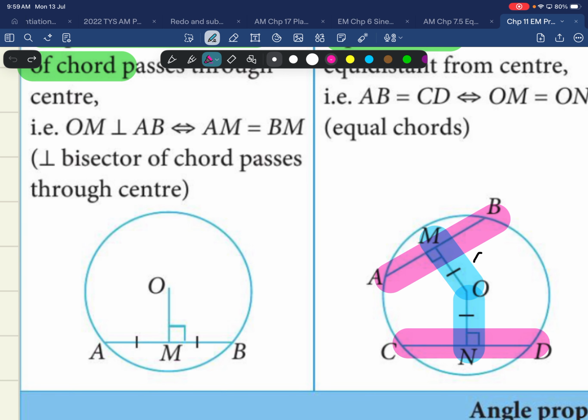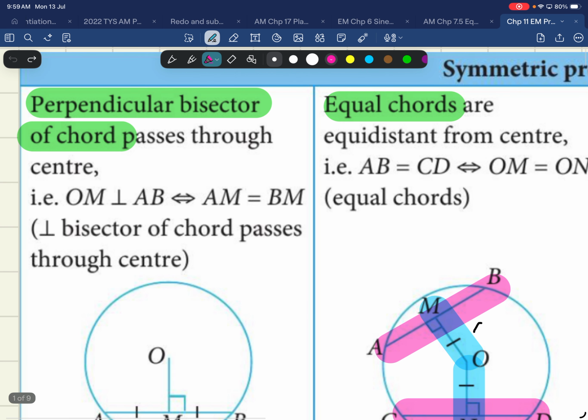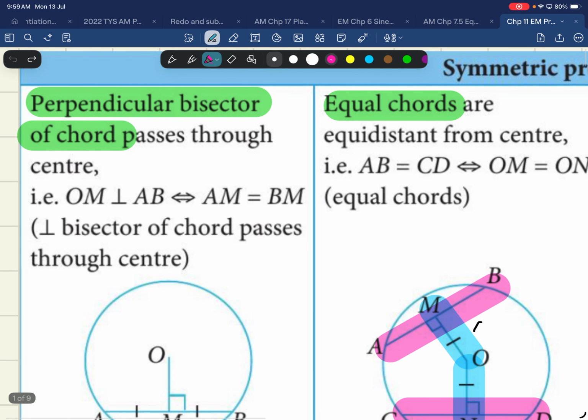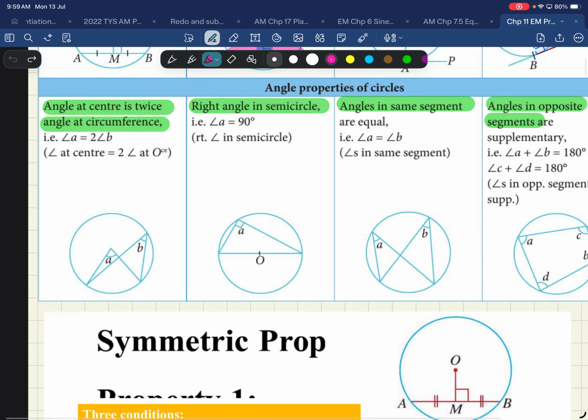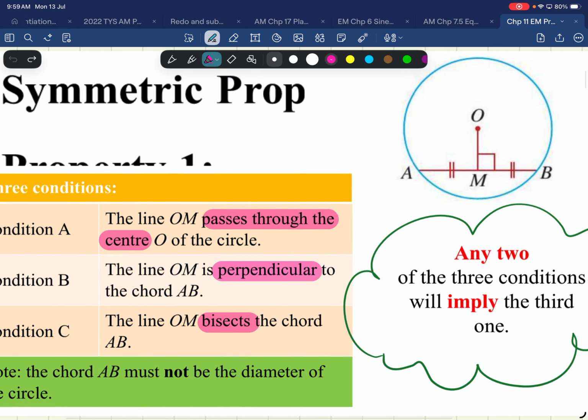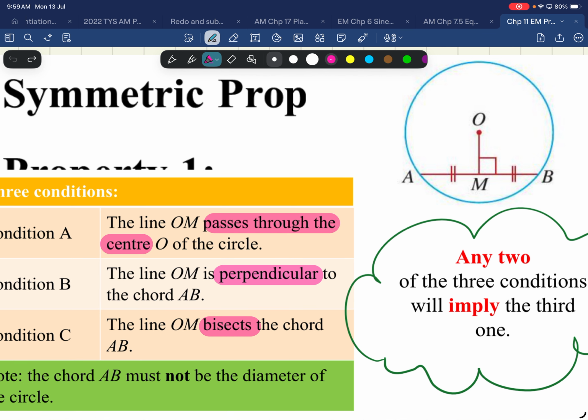I want to talk about this property, perpendicular bisector of chord. Very nice pattern, important thing. There are three things covered. It's a very special property. I will show you here. This property talks about three things. Number one, perpendicular line, 90 degrees.